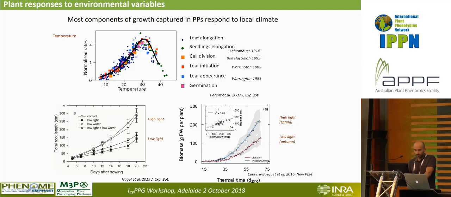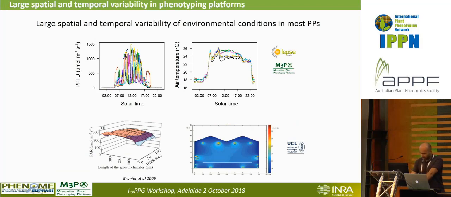Okay, now most components of growth that we capture in those phenotyping platforms respond to local climate, and we are talking about how different processes respond to temperature, to light, CO2, etc. It's quite trivial, and also what we found typically in these platforms, even in greenhouse or growth chambers, is that there's a large spatial and temporal variability of environmental conditions.